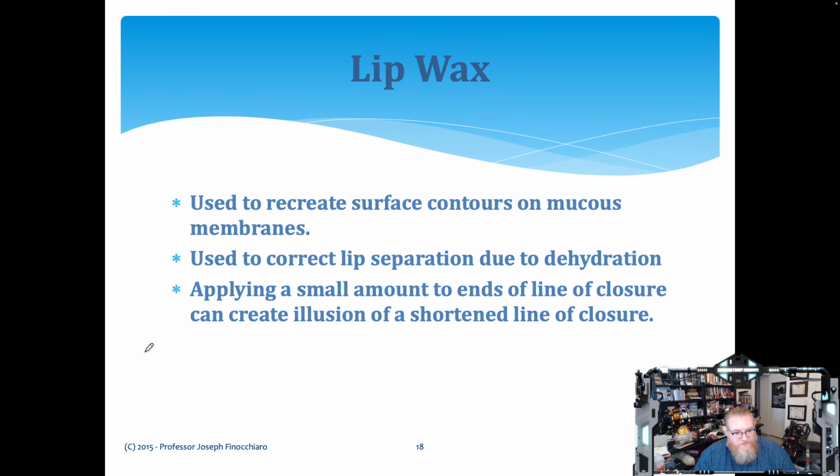You can use lip wax to recreate surface contours on mucous membranes. You can use it to correct lip separation due to dehydration. And applying a small end to the line of closure on the mouth can create the illusion of a shortened line of closure.